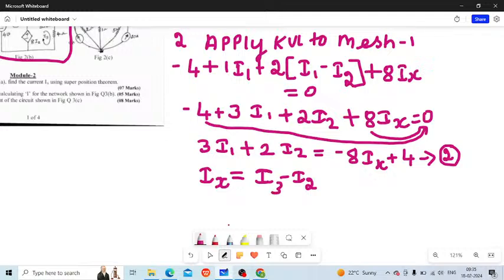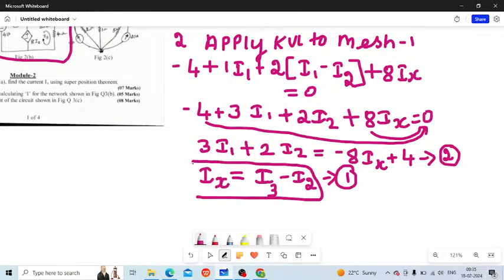So this is my equation number 1, guys. First you need to write this only. Whenever you are asked to find the current Ix, or given a super mesh analysis problem, the first thing to do is write the equation for the super mesh current, and also in this problem, first write the equation for the current Ix, which they have asked to find.